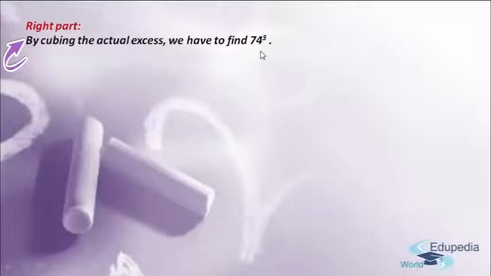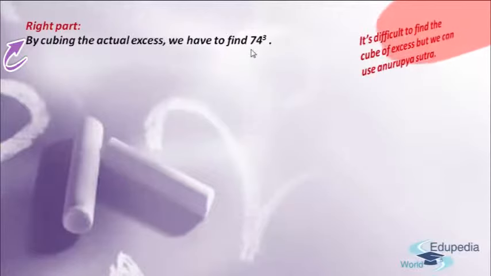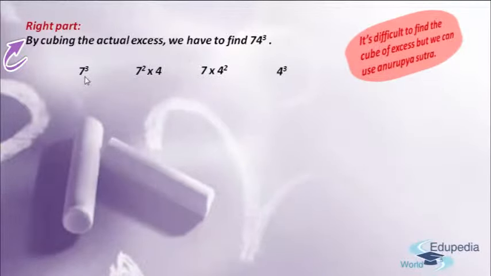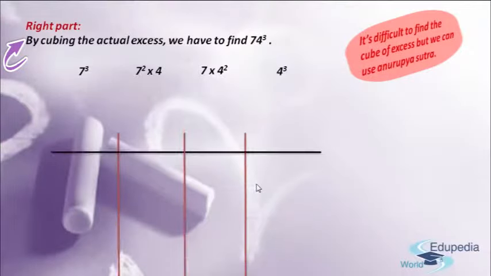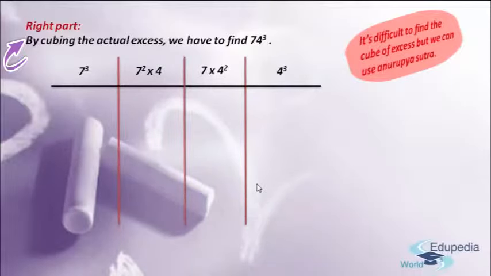In order to get rid of that difficulty, I am going to apply Anurupena Sutra. If we apply Anurupena Sutra, we have to write these two digits in the following manner. I have written here 7 cube, 7 square into 4, 7 into 4 square and 4 cube. After writing all these things, now let me place some horizontal and vertical bars like this.